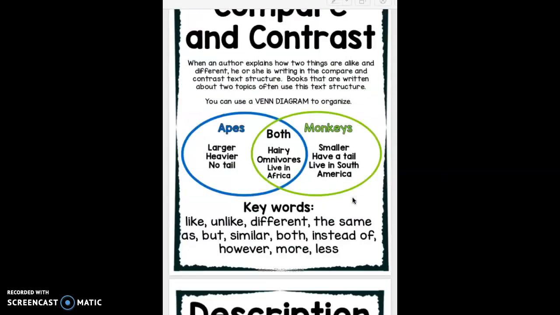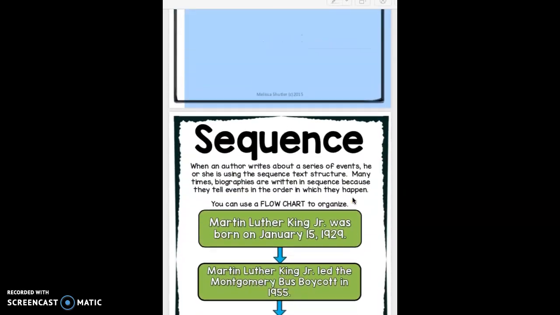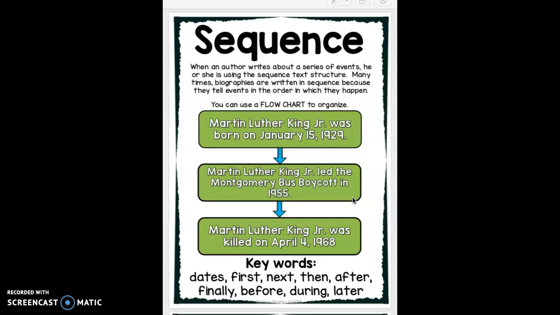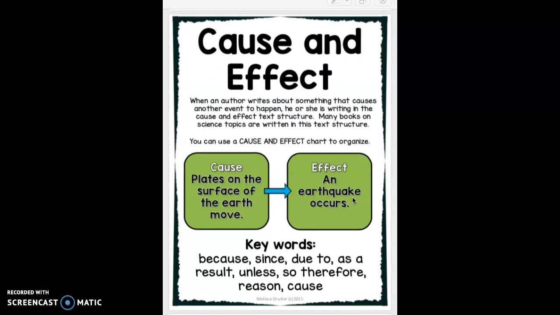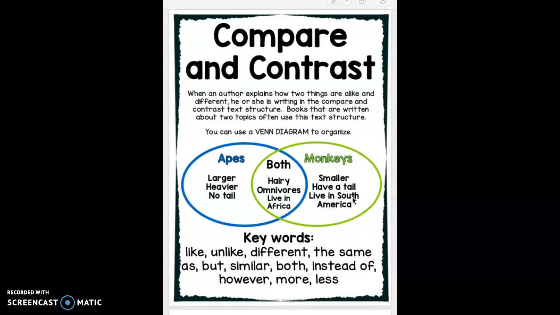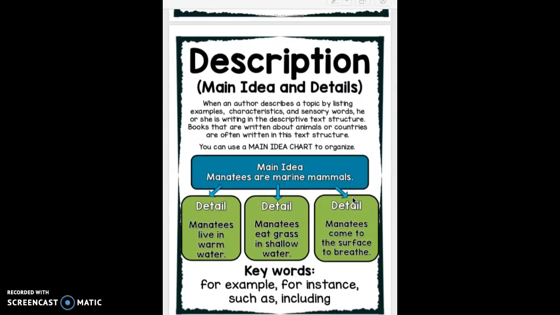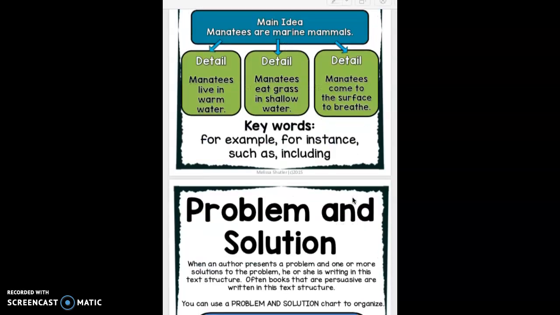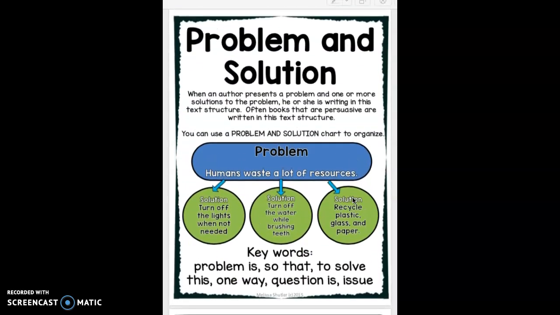So those are the 5 main text structures that I want us to think about. In review, sequence, where you're writing about something in order, the order that something has happened or someone has lived. Cause and effect. There is a cause, something that happens, and there is an effect, a result. Compare and contrast. How are things alike and how are things different? Whatever they're talking about in particular. Description. We're very descriptive. We give a main idea and we give all these details to support that main idea. And then problem and solution.